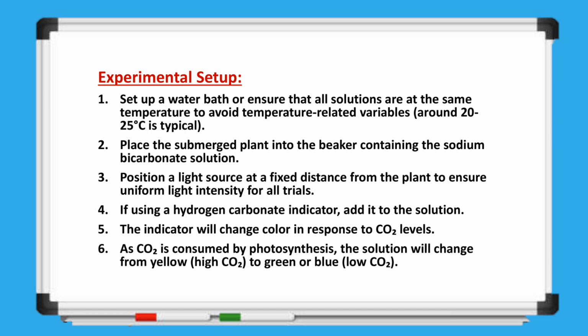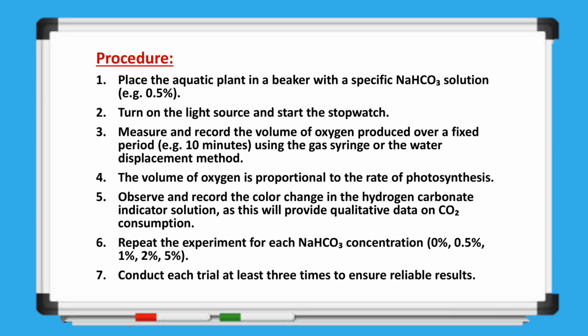Hydrogen carbonate indicator is added to each solution, and its color will help us observe carbon dioxide levels. At the start, the solution may appear yellow if carbon dioxide is high. As the plant uses up carbon dioxide, the color may shift to green or even blue. Let us now go through the procedure step by step.